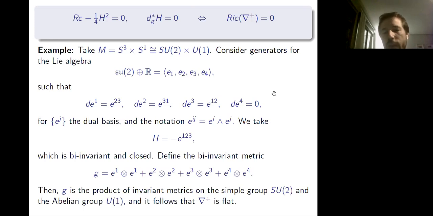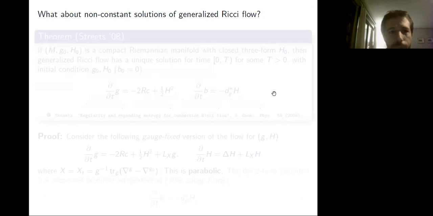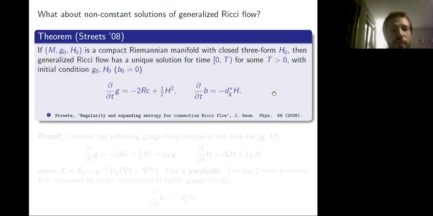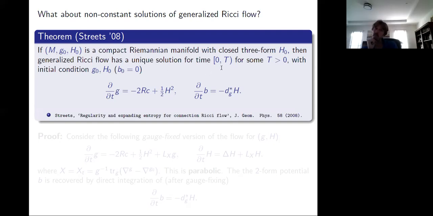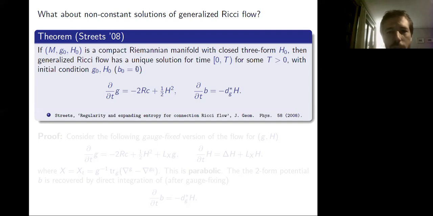We have seen that at least at the level of the stationary points, generalized Ricci flow is more flexible, more powerful than Ricci flow. It has more stationary solutions. So what about actual solutions of the flow? What about non-constant solutions of generalized Ricci flow? There is this theorem by Jeff Streets in 2008, which says that generalized Ricci flow has short-time existence. So say that you have a manifold M, you fix an initial Riemannian metric g0 and initial closed 3-form H0. Then the generalized Ricci flow has a unique solution in some interval 0 to t for t bigger than 0 with initial condition g0, H0. So here I'm taking B0 equals 0. Okay, so I'm writing this in terms of the 3-form instead of the associated 2-form.